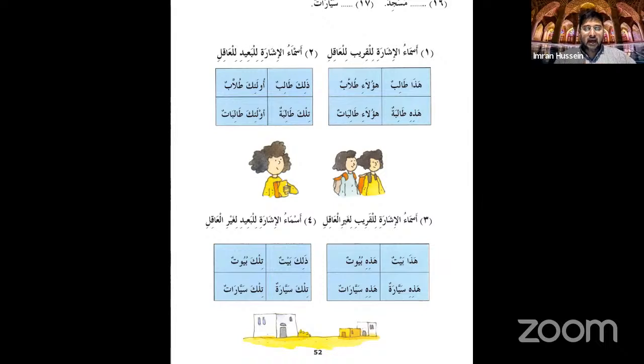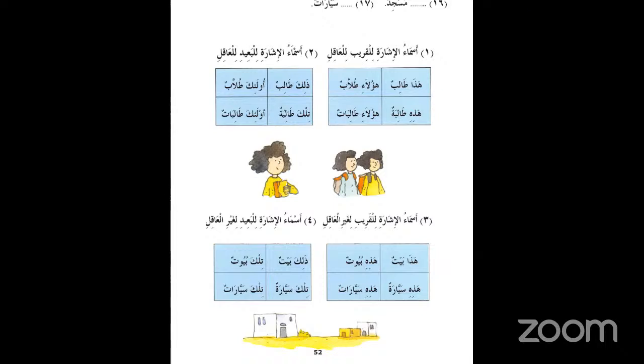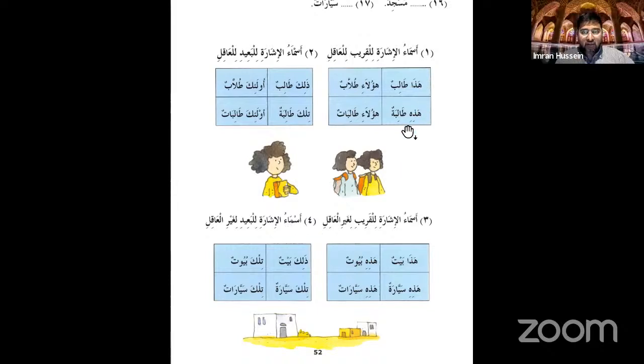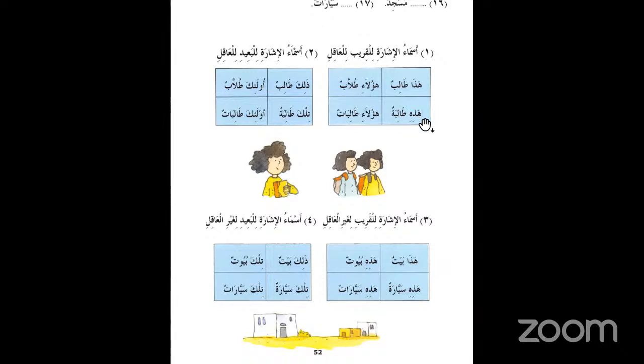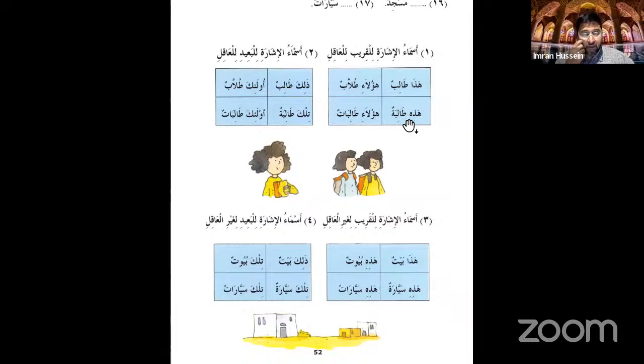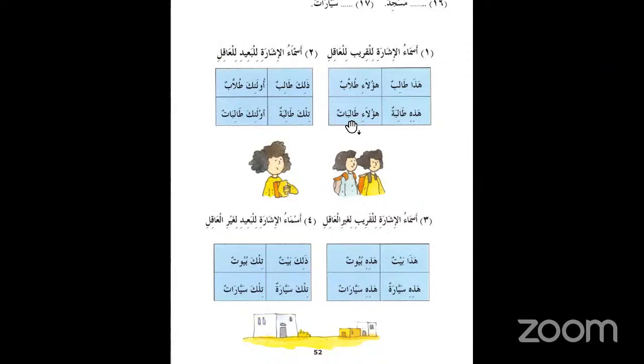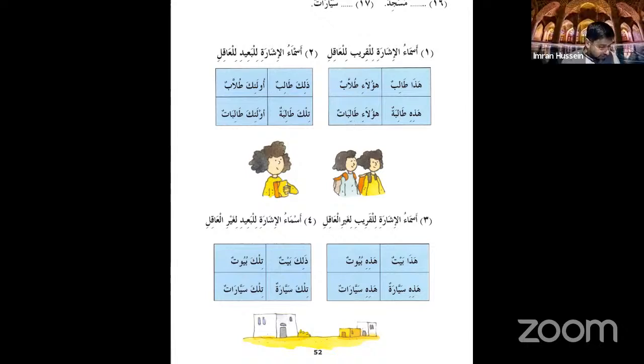Now, what we are learning is what we use with the plural pronouns in regard to ismul ishara, the demonstrative nouns, hadha and hadhihi. You know this from before. Hadha is for masculine and hadhihi is for feminine. The plural of hadha and hadhihi is these, in Arabic ha'ulai. So when we are referring to plurals for human beings, hadha talibun, this is a student, and the plural will be ha'ulai tullabun. For the female, hadhihi talibatun, this is a female student, and the plural will be ha'ulai talibat.